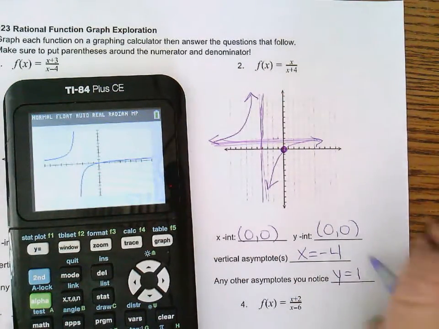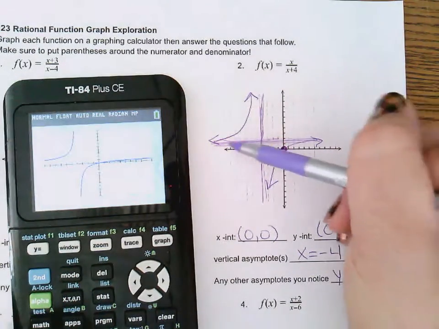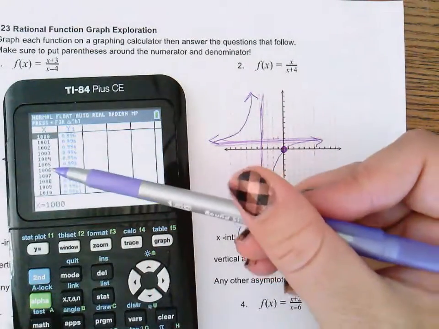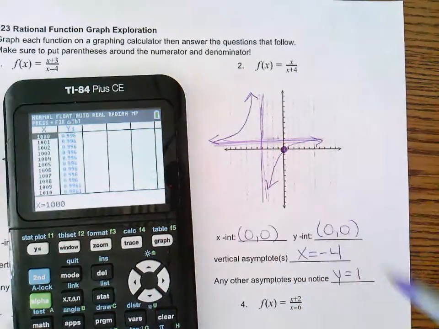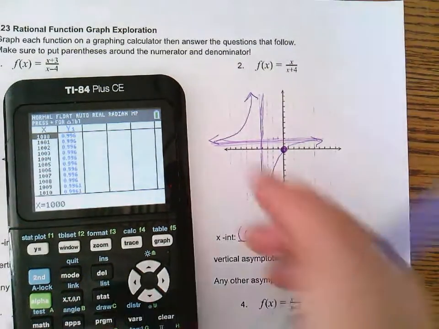So there's a way to calculate that, and we'll learn that later. But for now, I just want you estimating. What does it look like when I go in my table out to 1,000? See how I'm at 0.999? So 0.999 is really close to 1.